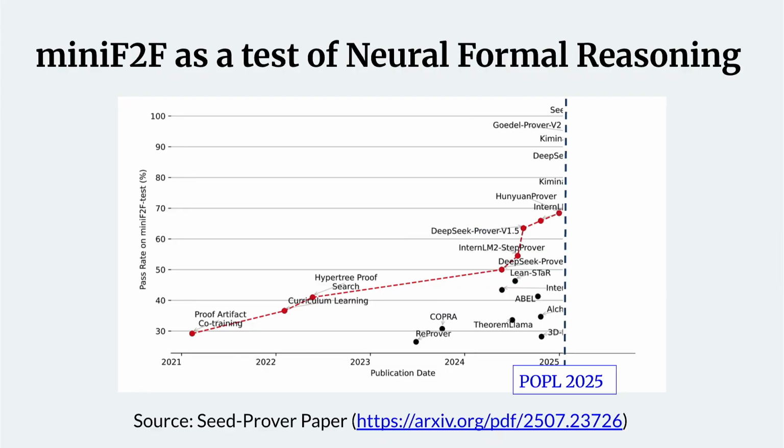And then 2025, last year, a massive amount of models dropped, and performance jumped to around 70%. So this is really the time when these models got a lot more Lean data and started auto-formalizing a lot more Lean data.